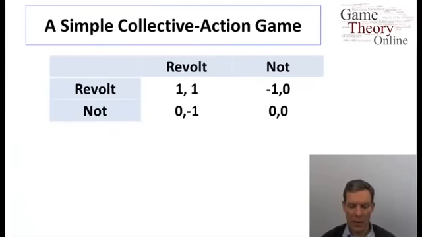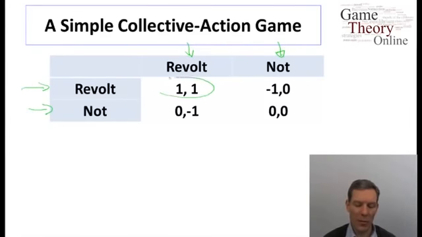Here's another example, a simple collective action game. So think of 2 players. They can both decide whether to revolt against an authority or not to revolt. If they both revolt, then they're successful. So player 1 here can choose either revolt or not. Player 2, the column player, can choose to revolt or not. If they both end up revolting, then player 1 gets a 1, player 2 gets a 1. They're successful in their revolution.